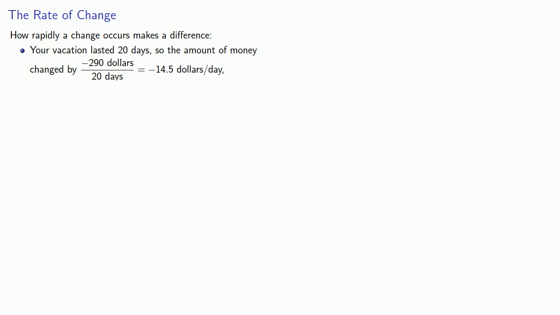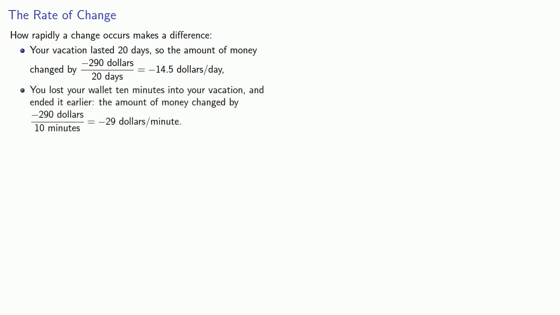On the other hand, suppose you lost your wallet 10 minutes into your vacation and ended it earlier. Then the amount of money still changed by the same amount, minus $290, but that change occurred over a period of 10 minutes and you lost $29 per minute. If that happened, you probably had a bad vacation. Because these amounts represent a ratio of two changes, the amount of money and the amount of time, we call it a rate of change.